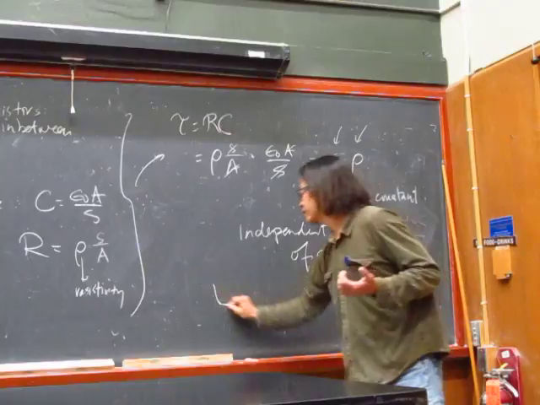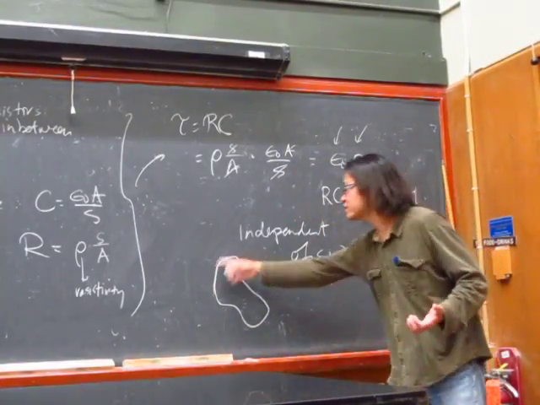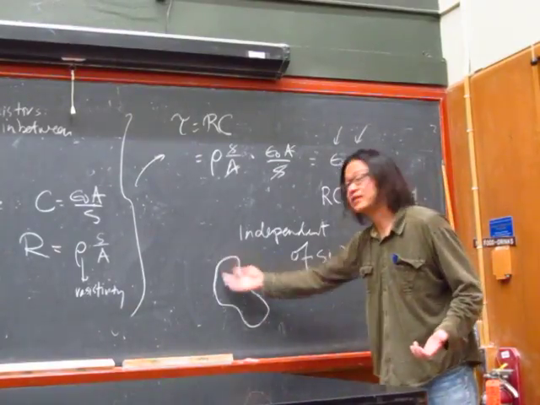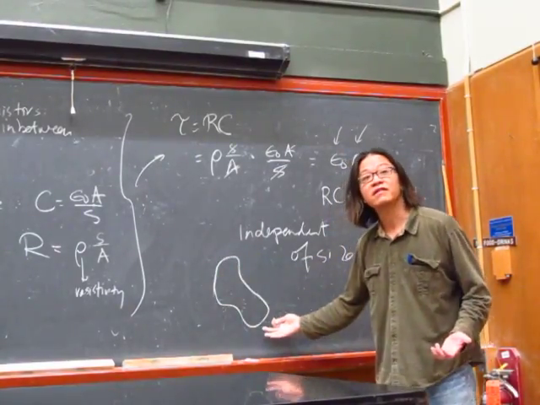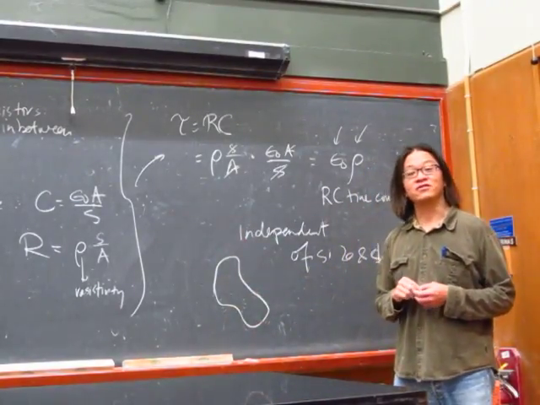So if I have anything of any shape, right? If you remember your discussion of conductors, things of any shape can have a certain capacitance. It also has a certain resistivity. And the product of the two is always constant.